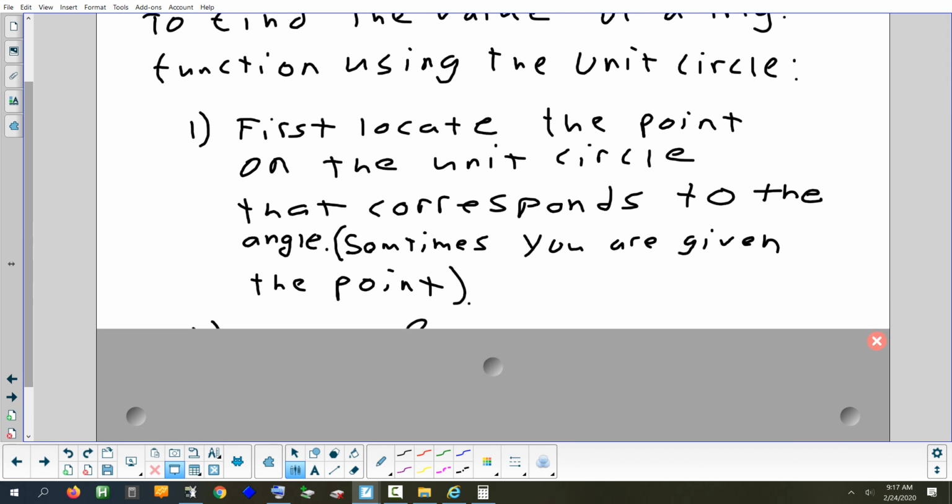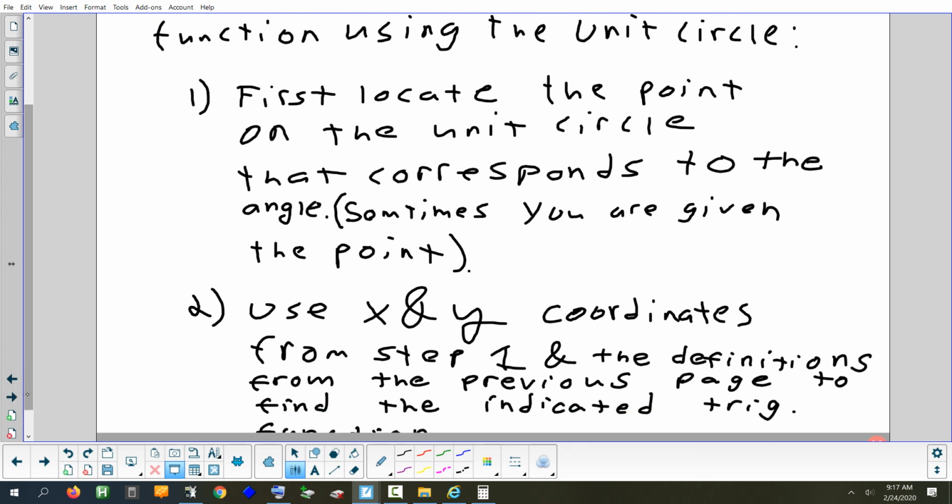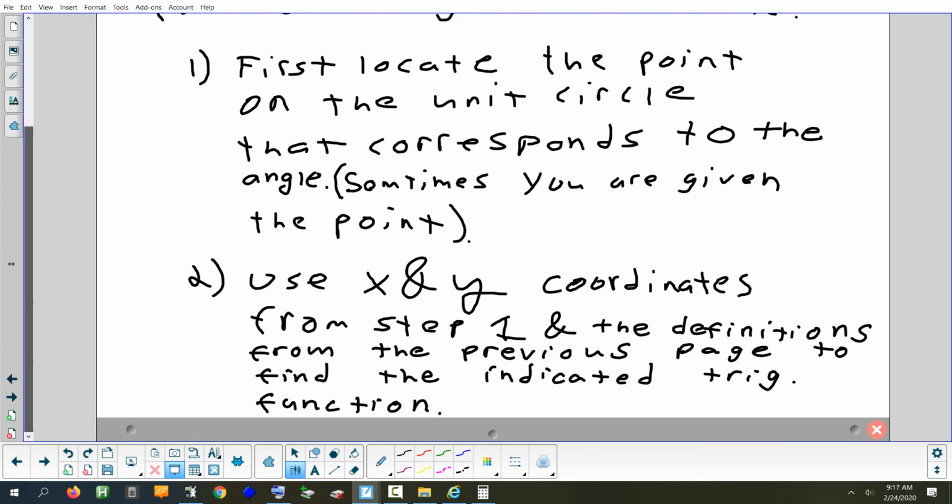So step one, find the coordinate if you have to. Step two is plug that coordinate into the formulas from the previous page. Which formula do you plug it into? It depends which one they ask for. If they ask for tangent, plug it into tangent. If they ask for secant, plug it into secant.